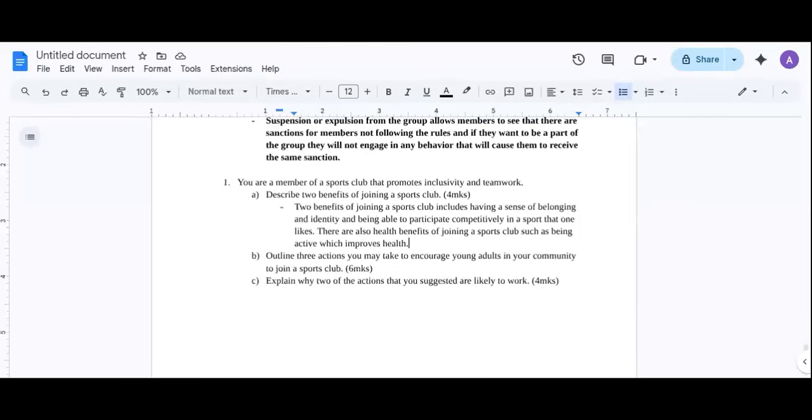Because the question is 3 actions you will take to encourage young adults to join the sports club. Okay, the benefits. Good. So use the time useful and impactful and benefit them at the same time. Good. Tanishka?